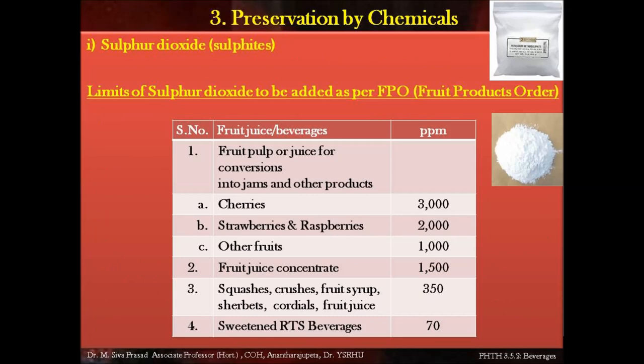And the maximum permissible limits are to be followed while preparing fruit beverages. In the case of benzoic acid, we have seen the maximum permissible limits. Similarly, in the case of sulfur dioxide, these are the maximum permissible limits. Most importantly, we should look at serial numbers 3 and 4, wherein we have squashes, crush, fruit syrup, cordial, and fruit juice, where the maximum limit is 350 ppm. In the case of RTS, 70 ppm is the maximum concentration beyond which it is not permissible.